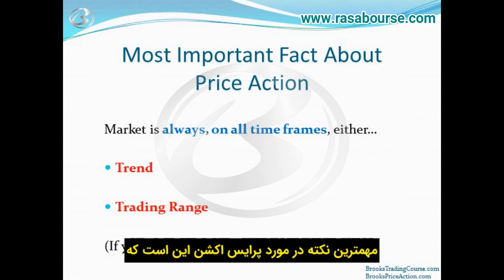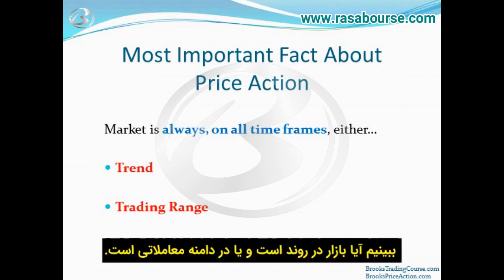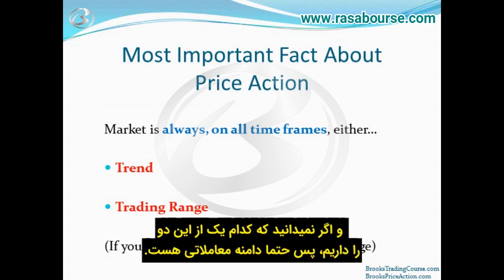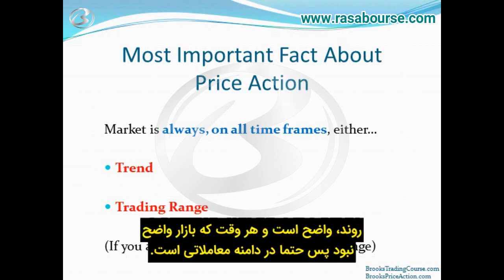The most important fact about price action is whether or not the market is in a trend or in a trading range. The market, always on all time frames, is either in a trend or a trading range. And if you're not certain which it is, it's in a trading range. Trends are clear, and whenever the market is not clear, it's in a trading range.